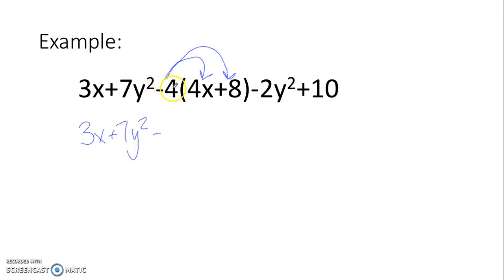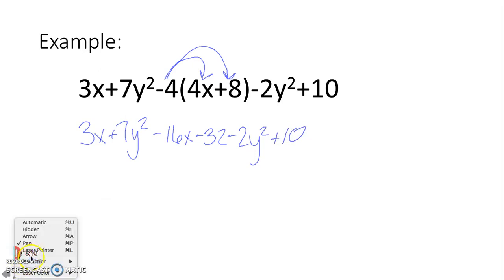And then when we get to it, negative 4 times 4x is negative 16x. And negative 4 times 8 is negative 32. So we're going to keep on writing everything just like we did before.